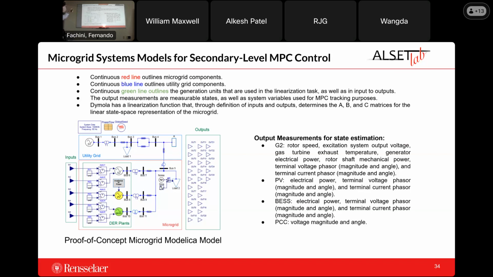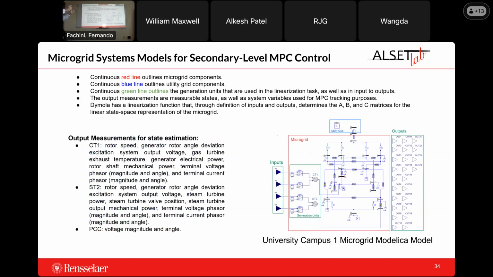Dymola, which is the tool that we use to run these Modelica models, has a linearization function that, through the definition of proper inputs and outputs, can actually give you the ABC matrices from the state-space representation, the linear state-space representation of the microgrid. And in order to operate this with the MPC framework, we have to select proper measurements for the state estimation. And we have different states that are being used to estimate the states that are not being observed. And we have G2 states, PV, battery, and the point of common coupling where we have voltage magnitude and angle.